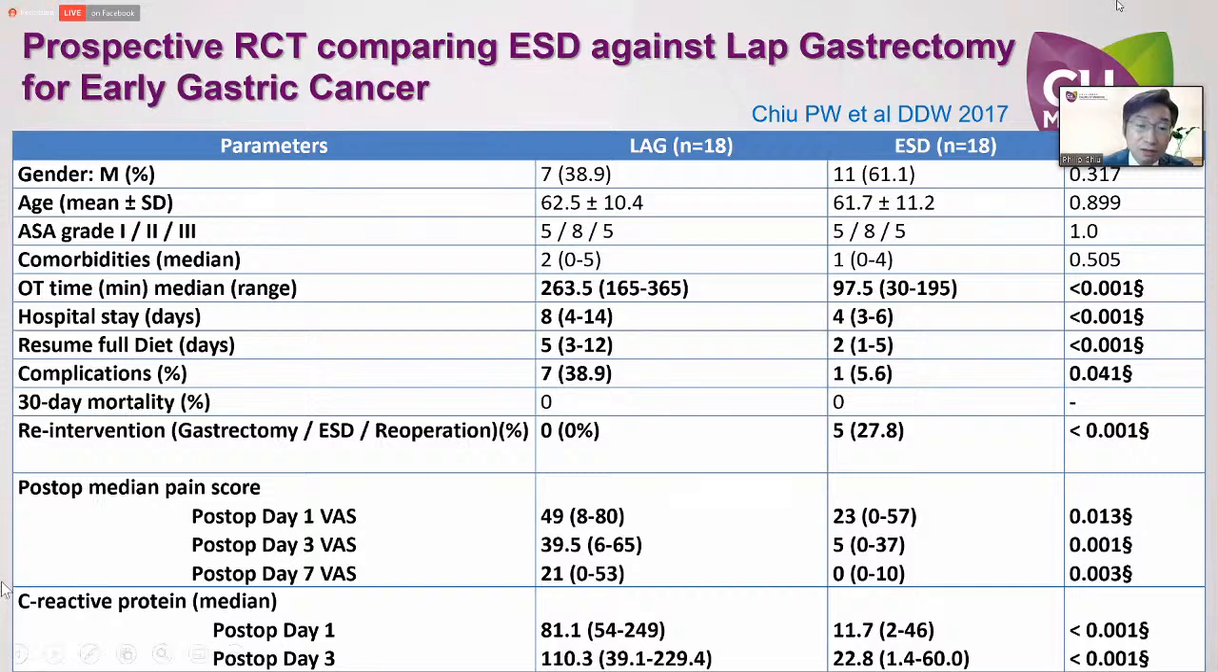And if you look into the post-op pain outcome, the ESD has significantly lower pain and also a lower level of CRP on post-op day 1 and day 3.